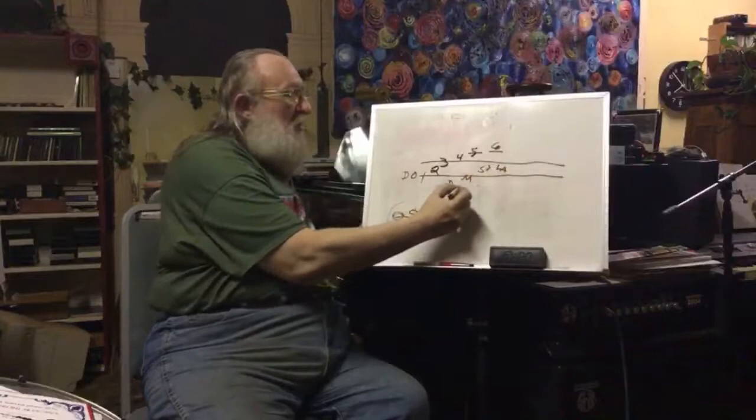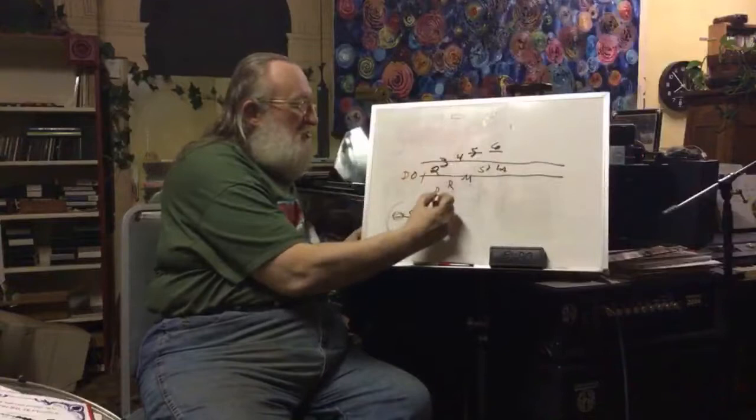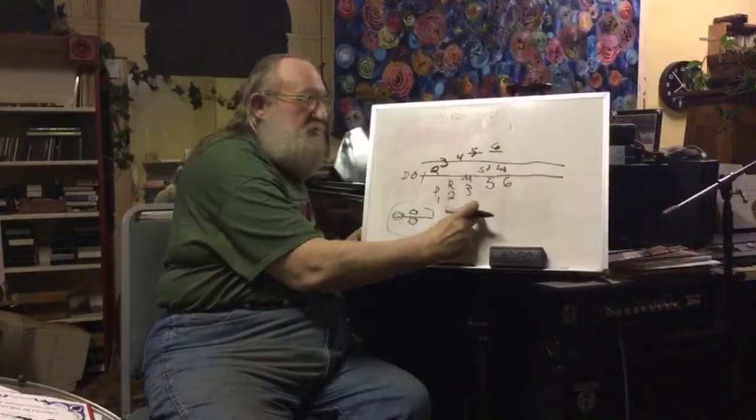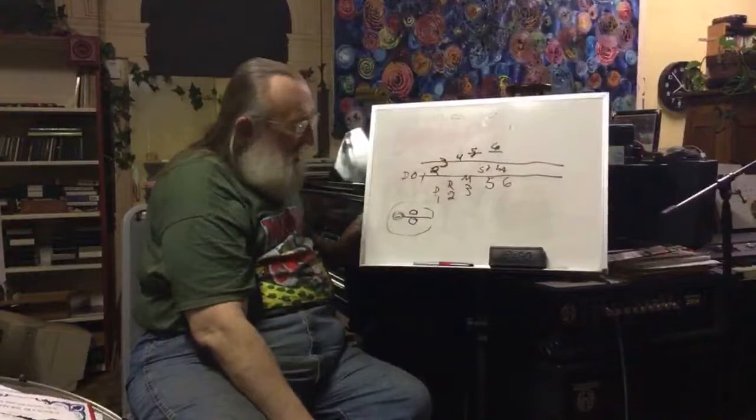Do, re, mi, sol, la, which in numbers would be 1, 2, 3, 5, 6. There was no 4 and there was no 7. They only had five-note scales. And these two lines did a really good job of representing the tonal range.